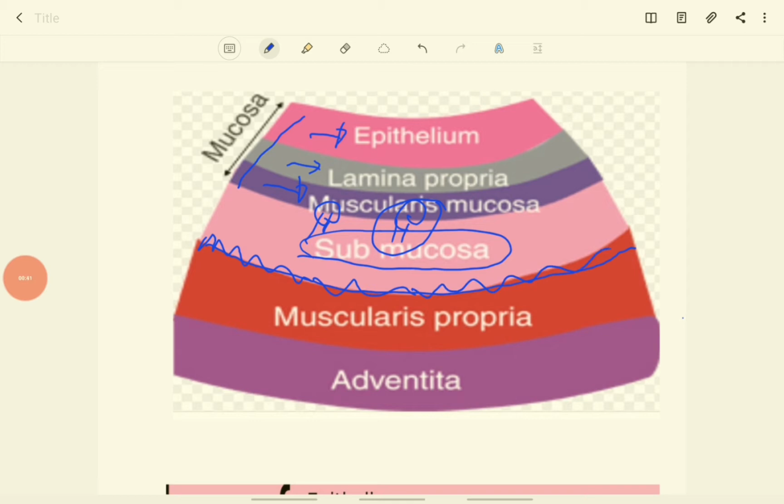This is the muscularis propria, which contains two layers. One is the circular layer over here, and another is the longitudinal layer over here. Between these, we have the Auerbach plexus or myenteric plexus. Then comes the adventitia or the serosa layer. If it is a retroperitoneal organ, the outer layer will be adventitia. If it is intraperitoneal, the outer layer is covered by serosa.